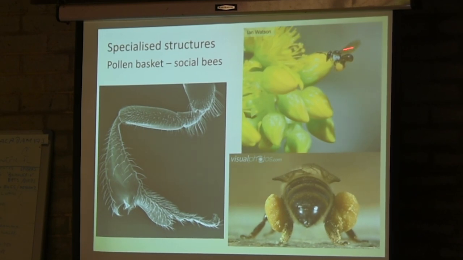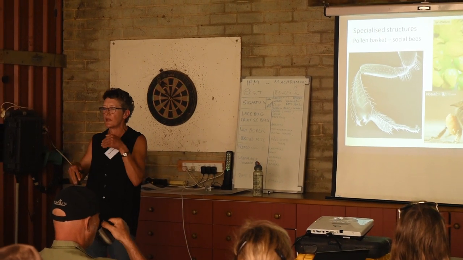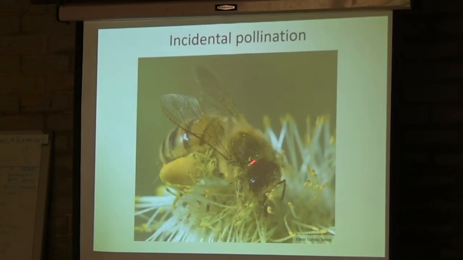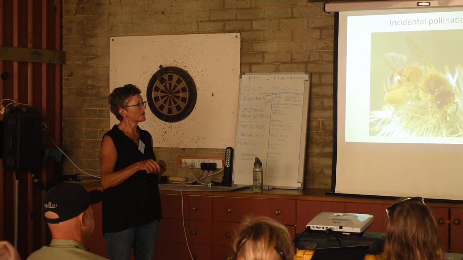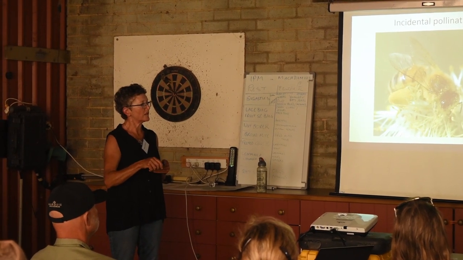And this is a stingless bee and she's the same. It's only the incidental bits of pollen that are left on the body in between grooming. These bits here. So as she's moving around the flowers, it's this that is the most important for pollination. This isn't available.